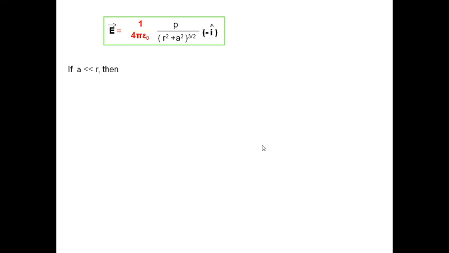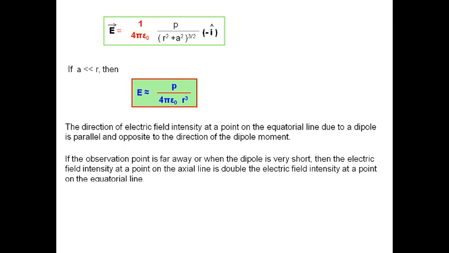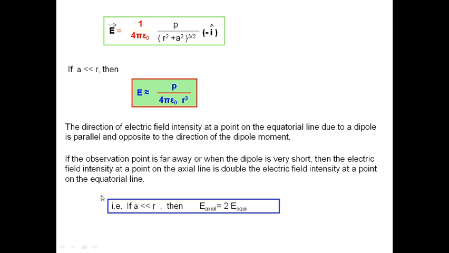Again, for a short dipole, if it is very small, then r square plus a square is approximately taken as r square. So the square cancels, and we get r cube. So the magnitude is p upon 4 pi epsilon naught r cube. If we relate these two results for a short dipole, E on the axial line is always equal to 2 times E on the equatorial line. Sometimes this result will be asked in the CBSE.